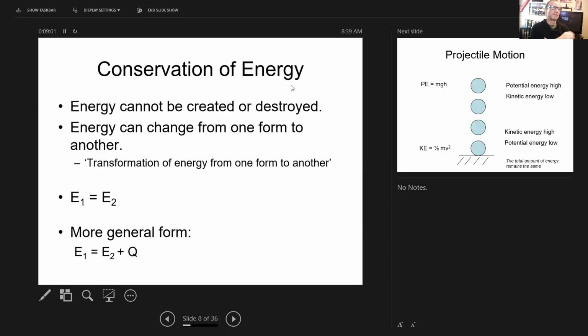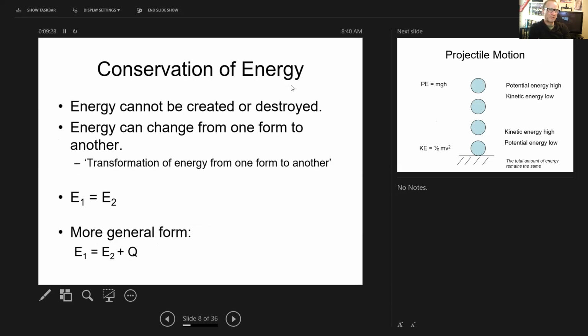All right, so let's keep moving. Conservation of energy. This is a really important concept. Energy cannot be created nor destroyed. Okay, it cannot be created or destroyed. You cannot create energy. You cannot destroy energy, but you can change it from one form to another. Okay, remember I stated earlier there's all different forms of energy.